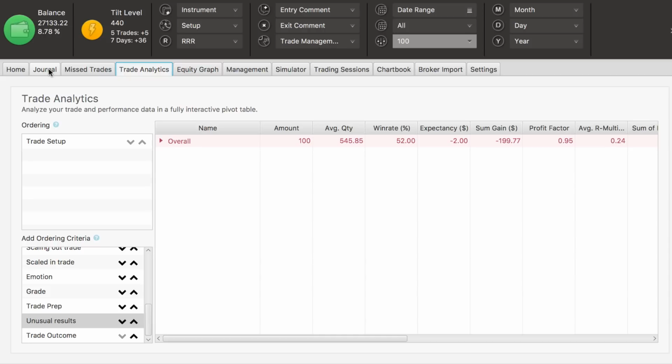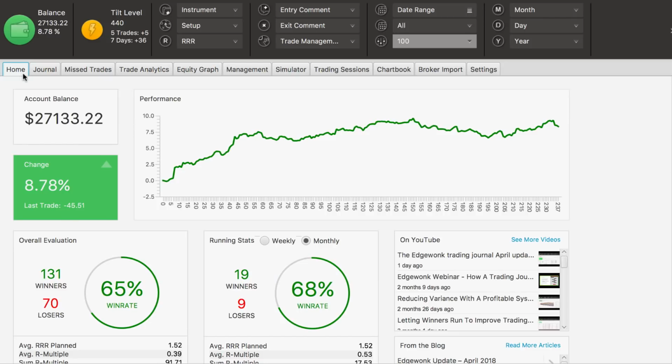So a very nice journal, a very good few lessons here to be learned, and also a good example of how you can use Edgewonk, what it actually then shows you when you enter your data regularly and in detail.